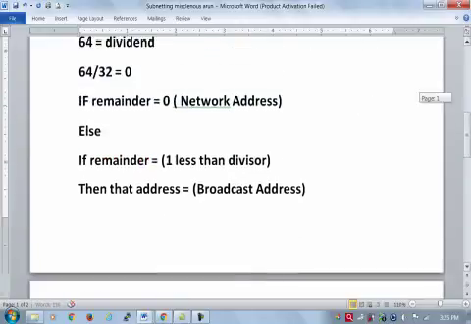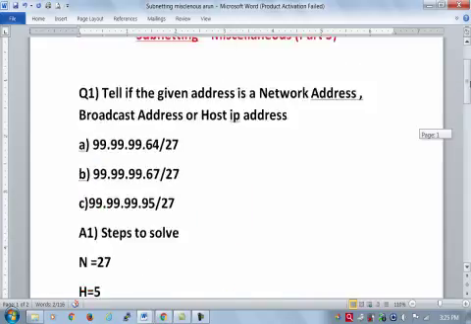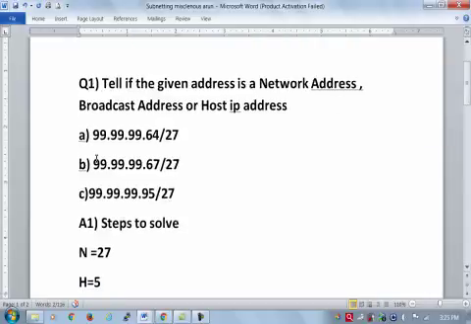If the remainder is 0, it becomes a network address. I have written over here. So the first address we have solved, it is a network address, not at all an issue. The second address we have.